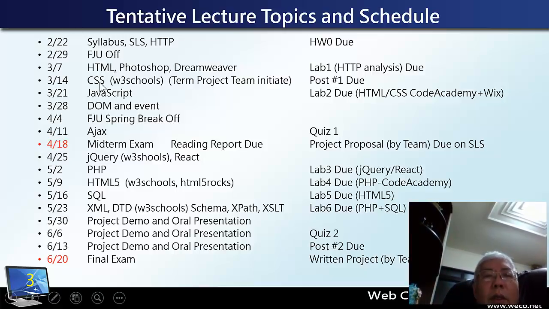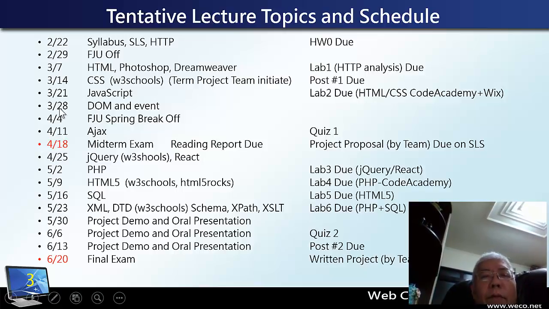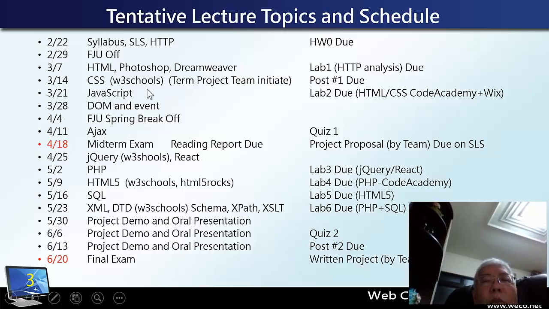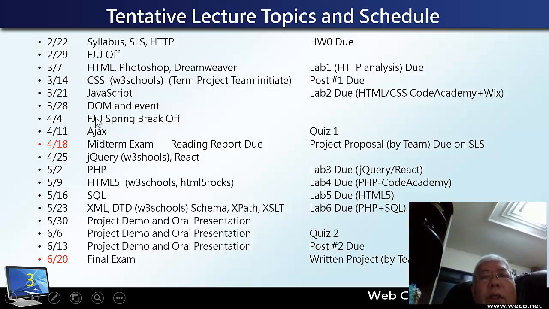And then next week we'll have the introduction on JavaScript. That's a very important front-end language. And on March 28th, we have the DOM, Document Object Model, and events, which is going to associate with the JavaScript we have in the previous week. And on April 4th, that's the spring break.